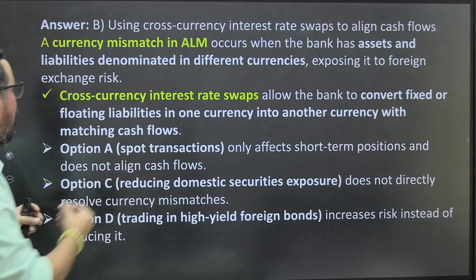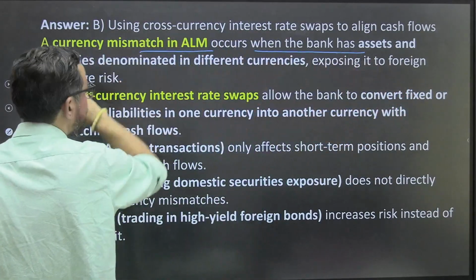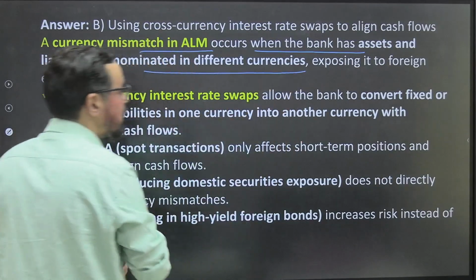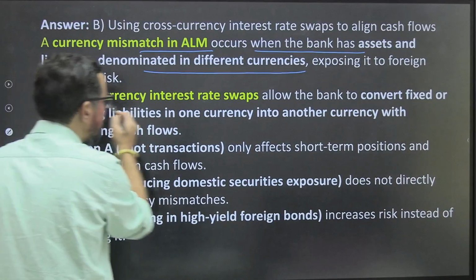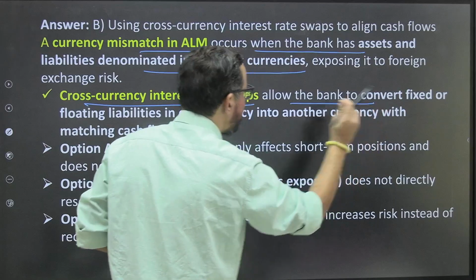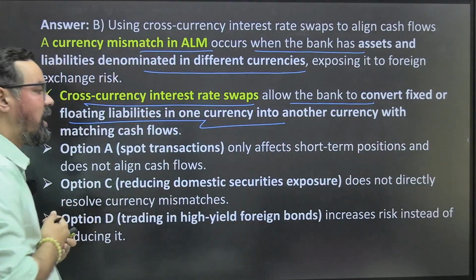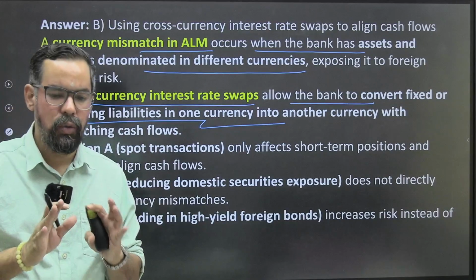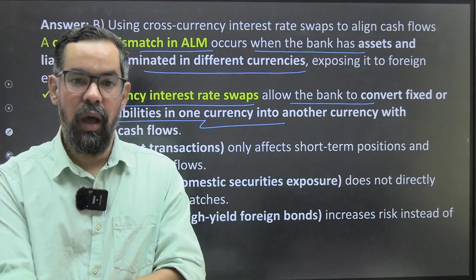So a currency mismatch in ALM occurs when the bank has assets and liabilities denominated in different currencies, exposing it to foreign exchange risk. ठीक है, cross currency interest rate swap allows the bank to convert fixed or floating liabilities in one currency into another currency with matching cash flow. So I hope everybody knows about the swap. ठीक है, derivative is a very important topic from this particular module.